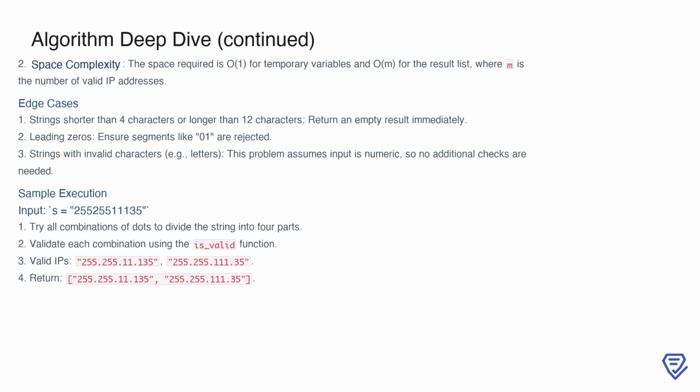For example, given the input string 25525511135, the algorithm systematically tries all valid ways to place 3 dots. After filtering out invalid combinations, it identifies the valid IP addresses 255.255.11.135 and 255.255.111.35. These are returned as the final result, demonstrating the effectiveness of the algorithm in generating all possible valid IP addresses from the input string.